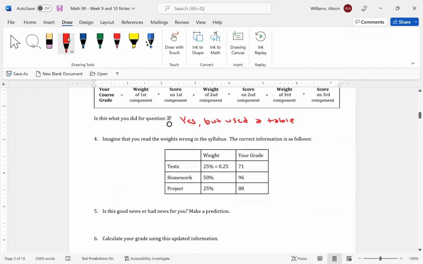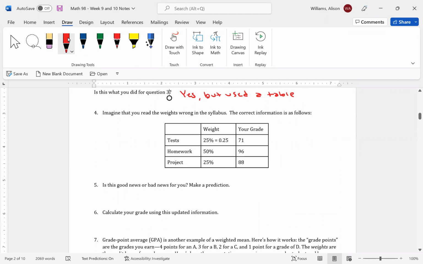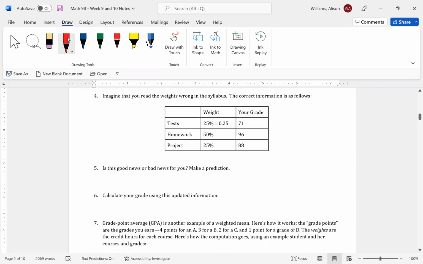Now they're saying, imagine that you read the weights wrong in the syllabus, and this is the correct information. Tests are 25%, homework is 50%, and project is 25%. So let's correct the information. That means that this is 0.5 and 0.25. Okay, so is this good news or bad news for you?